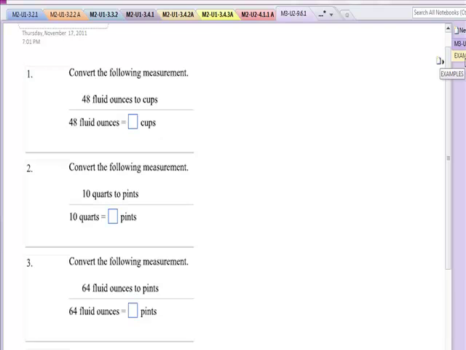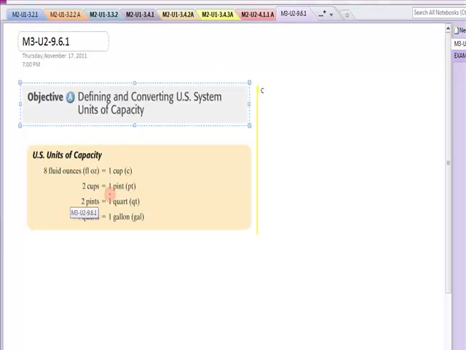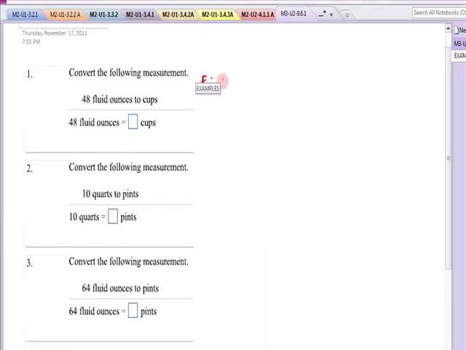All right, the first one, we have 48 fluid ounces to a cup. The fact is, and you might want to make sure you have these written down, that there are 8 fluid ounces equals 1 cup. So start with 48 fluid ounces, put it over 1, multiply by the fact turned into a fraction.